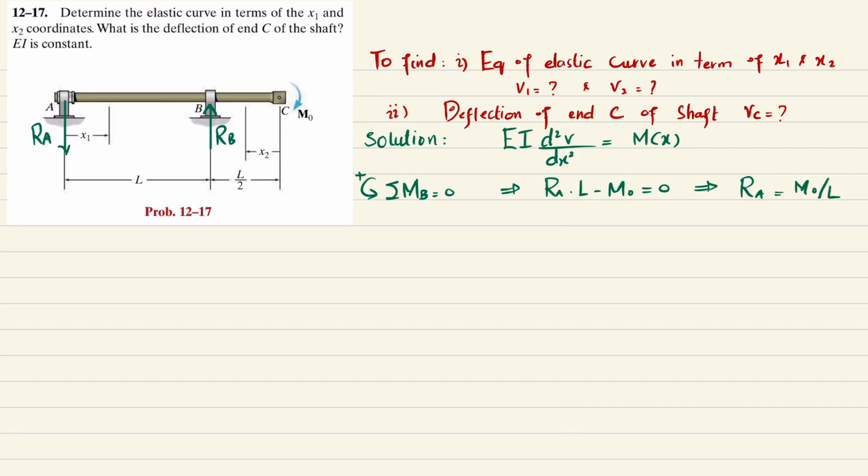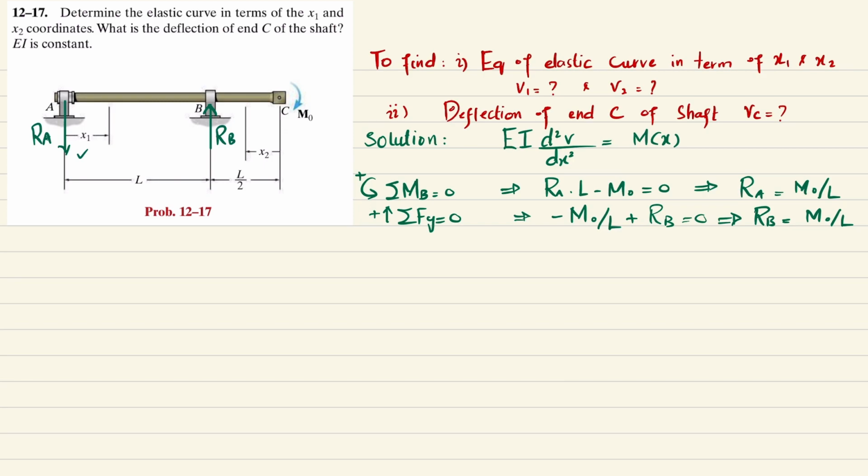Now you can find RB by using another equilibrium condition, that the sum of all forces along the y direction is 0, with upward force taken as positive. So RA plus RB is equal to 0. RA is again M0 over L, and since it is downward, it will be negative, plus RB equal to 0. So from here you will get the reaction force at point B equal to M0 over L. Now we have these reaction forces.